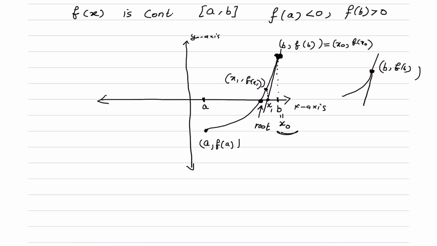Now at this point x1, f of x1, draw a tangent line. When you draw the tangent line, extend it both ways. This tangent line cuts the x-axis at the point x2. Also this point is the root, meaning the graph is cutting the x-axis at that point. So we have approached towards the root.